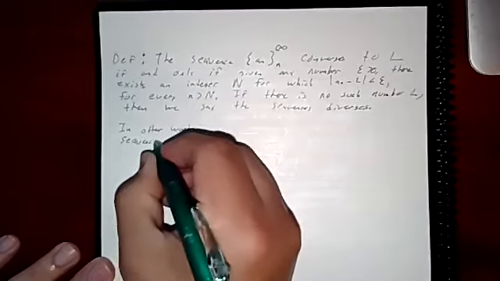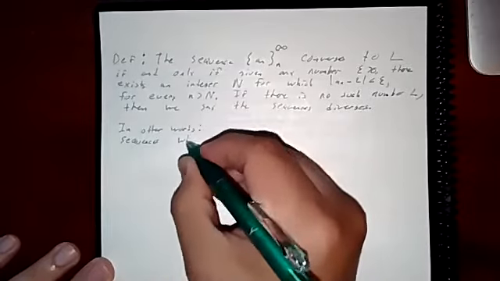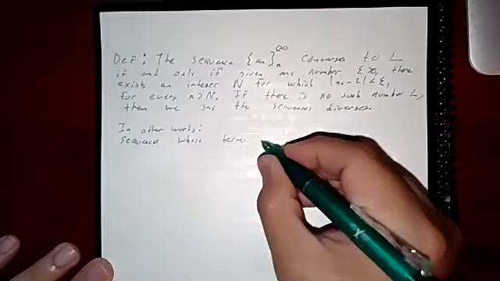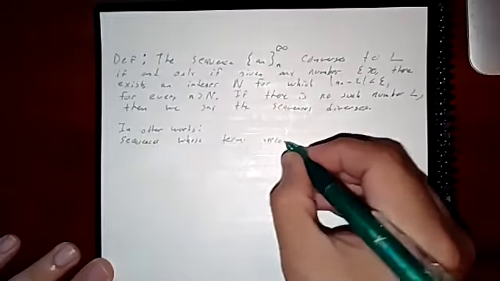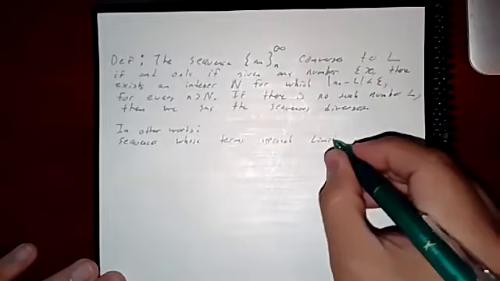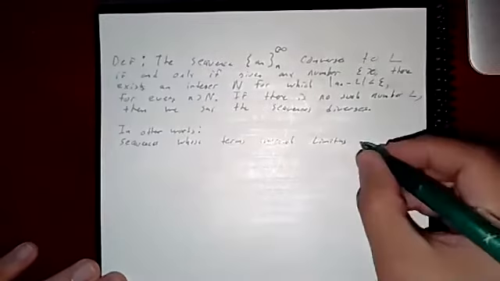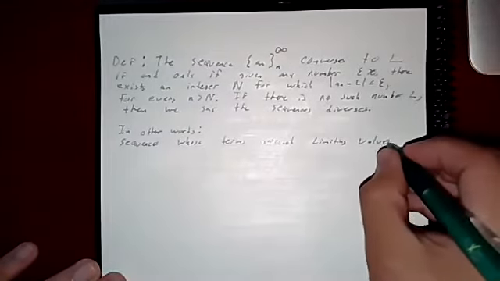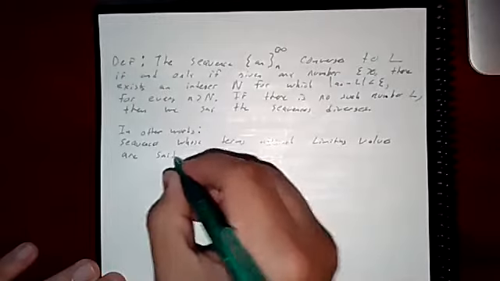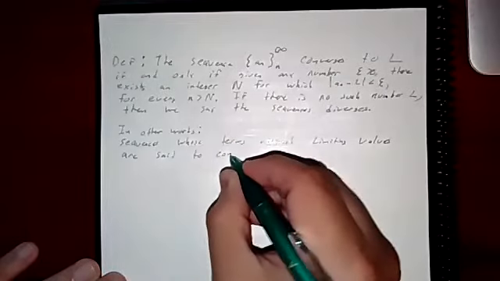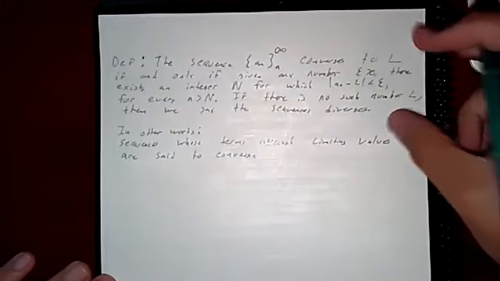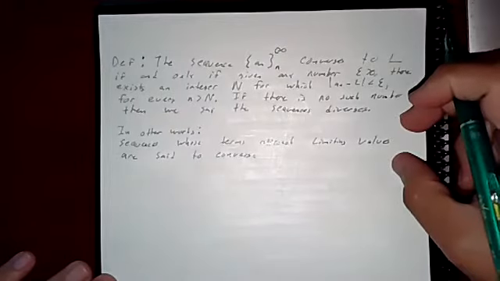Sequences whose terms approach limiting values are said to converge. So this is in plain English. This is the mathematical definition. This is in plain English.